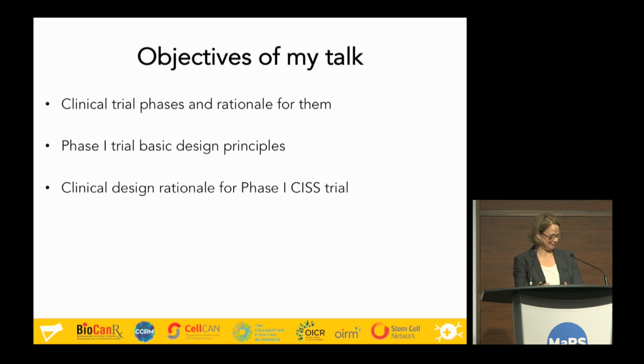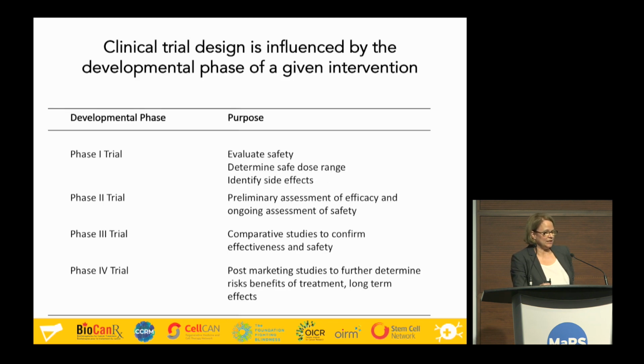to Health Canada. Okay, so the clinical trial design really truly is influenced by the developmental phase of a given intervention. Let's say we've got all that preclinical data, adequate rationale and safety data in our preclinical studies to justify going forward to a first-in-human trial. The first thing you need to do is a phase one study, and these studies are really focused on evaluating safety. You've heard the word a few times: safety, safety, safety, because they're going into humans, and it's a big deal.